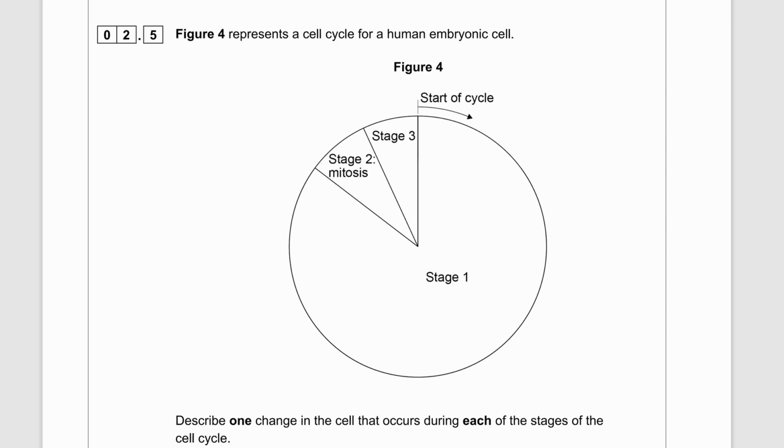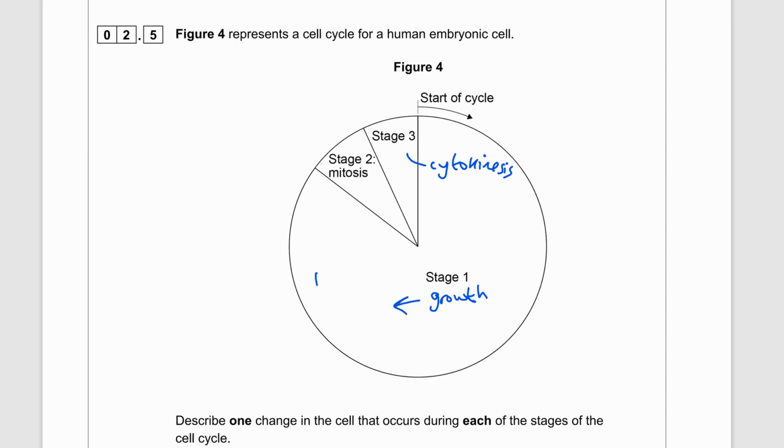Describe one change in the cell that occurs during each of the stages of the cell cycle. Okay, so it's told us that stage 2 is mitosis, but we don't know what stage 1 and stage 3 are. So using our knowledge now, we can annotate what happens in stage 1. Well, it's the biggest stage, so it's where the growth of the cell is going to occur. Stage 3 is just after mitosis, and that should be cytokinesis.